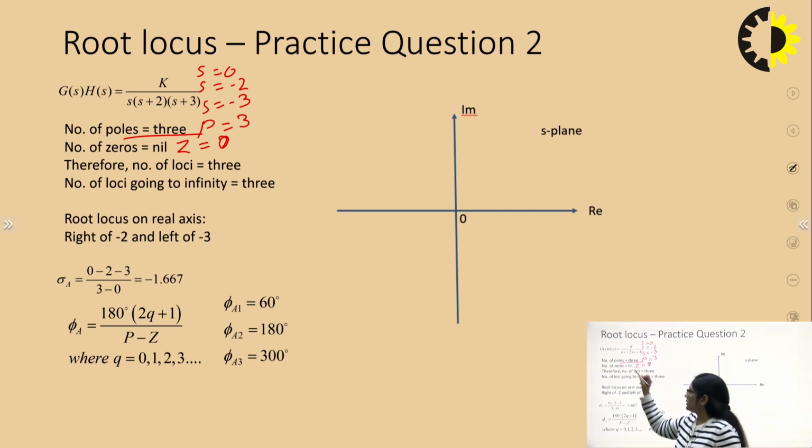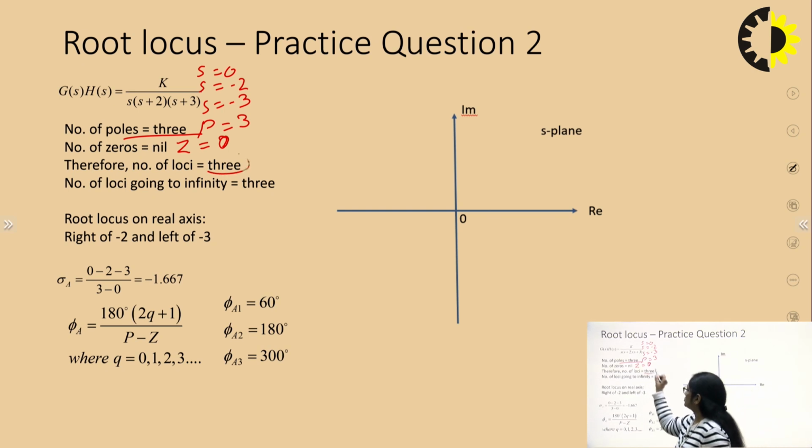To know the number of loci, the formula is: if P is greater than Z, then the number of loci of the system will be equal to the number of poles. If Z is greater than P, then the number of loci will be equal to the number of zeros, that is Z. And if P is equal to Z, that means the number of poles and zeros are equal, so the number of loci will be equal to the number of poles, which is also equal to the number of zeros. So in this case, the number of poles is 3, and therefore the number of loci is 3.